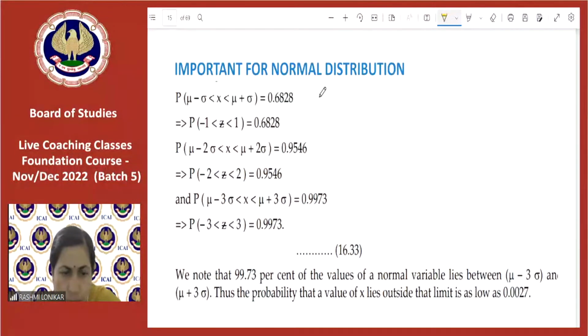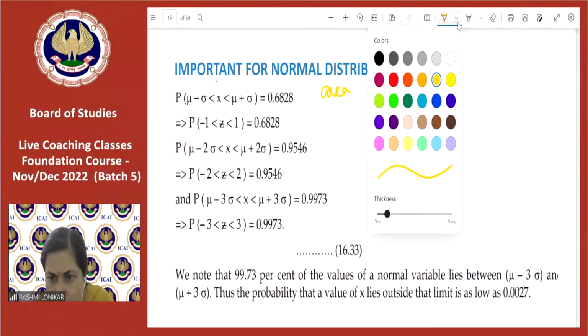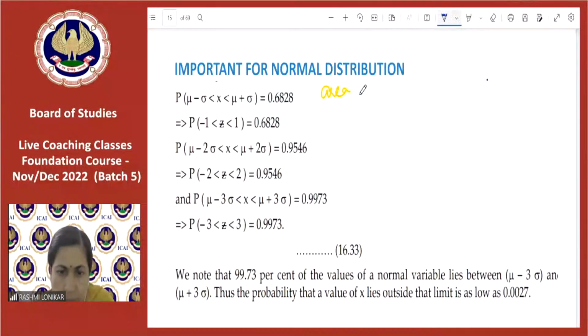So that is what I'm trying to tell you: the area between mu minus sigma and mu plus sigma will give you how much area? 68.28.